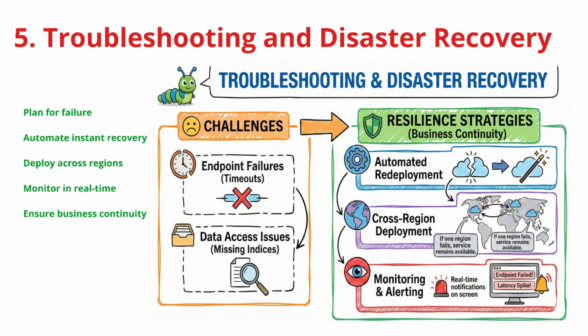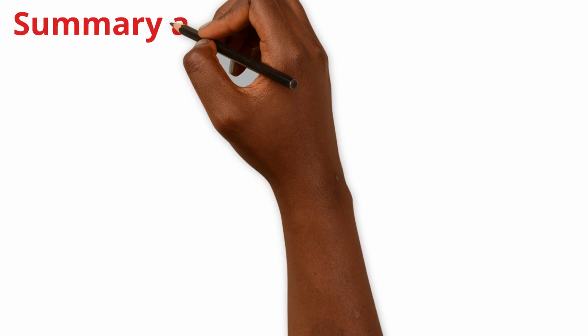First, we have automated redeployment. Think of this as a magic wand that uses scripts to instantly recreate your environment if it breaks. Next is cross-region deployment. By hosting your service in multiple global locations, if one region fails, another is ready to take over, keeping your service available. Finally, there's monitoring and alerting. This is your 24/7 watchdog, providing real-time notifications on your screen the moment an endpoint fails or latency spikes, so you can respond immediately.